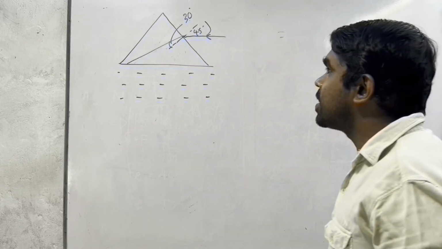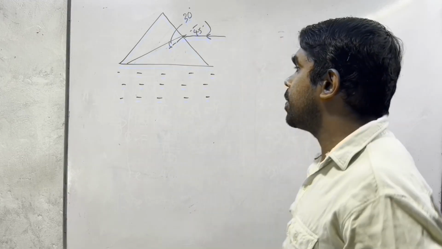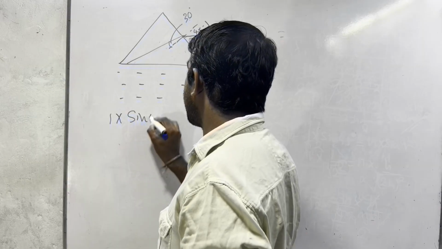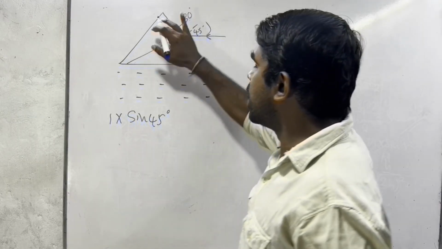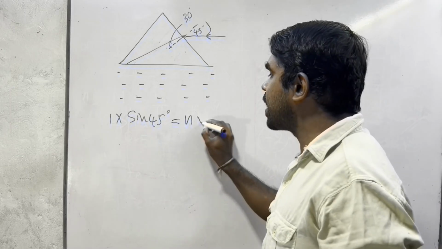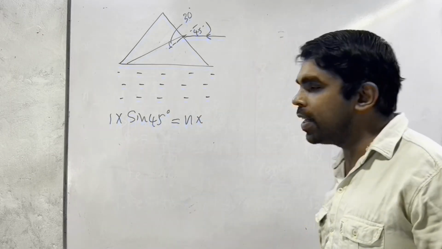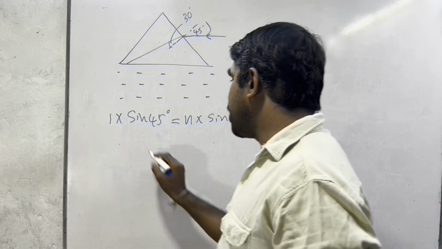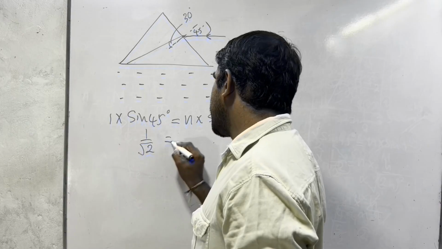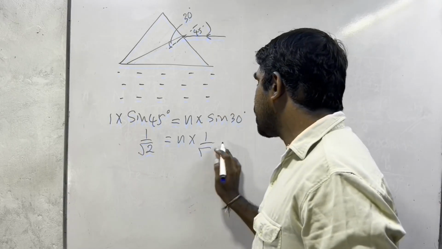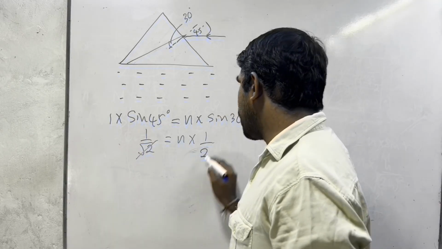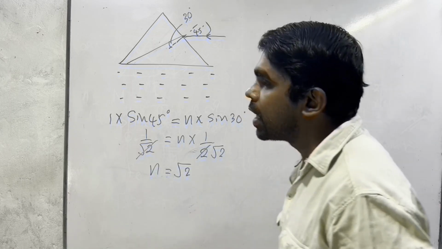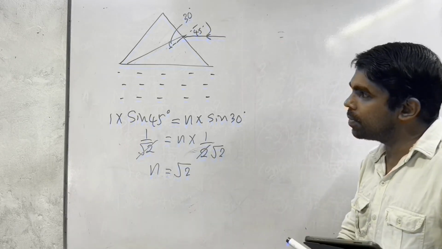Then we can use Snell's law for this point. We can write refractive index 1 into sine 45. It is for this medium. It should be equal to the refractive index n of the prism material into sine 30. Then we know that sine 45 is 1 over root 2, equal to n times sine 30, which is half. We can cancel out root 2 and we obtain the n value is root 2. It is the refractive index of the prism material.